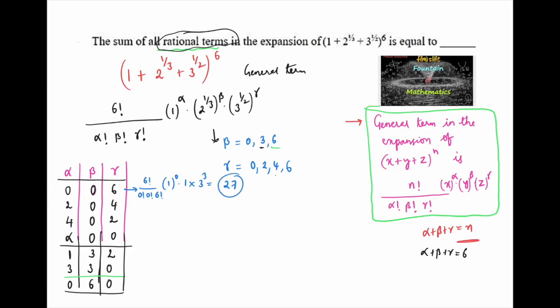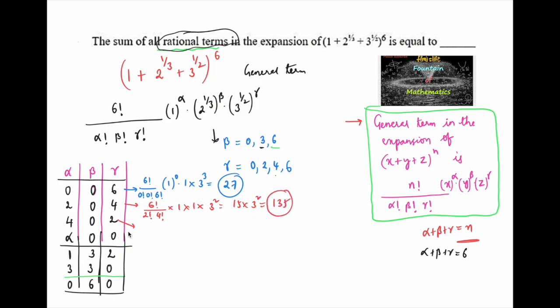Similarly the second term: 6! divided by 2! and 4!, into 1 to the power α, which is 1 anyhow, and (2^(1/3))^0, which is also 1, and (3^(1/2))^4 is 3 squared, which is 9. So 6! / (2! × 4!) gives 15. So 15 into 3 squared, 15 nines are 135. So 135 is the second term.